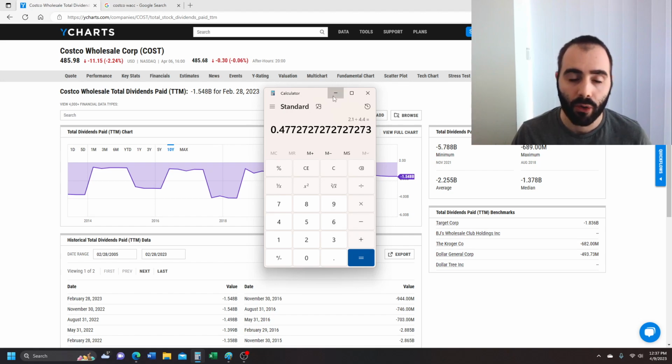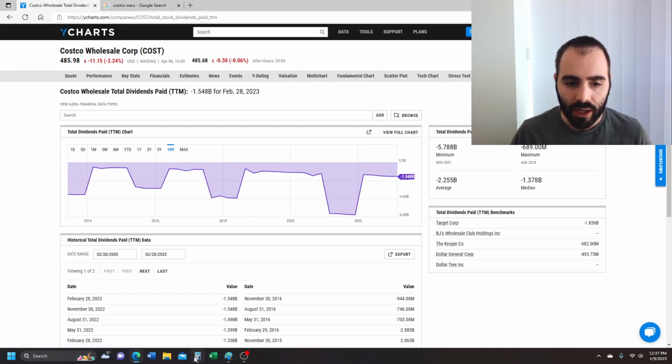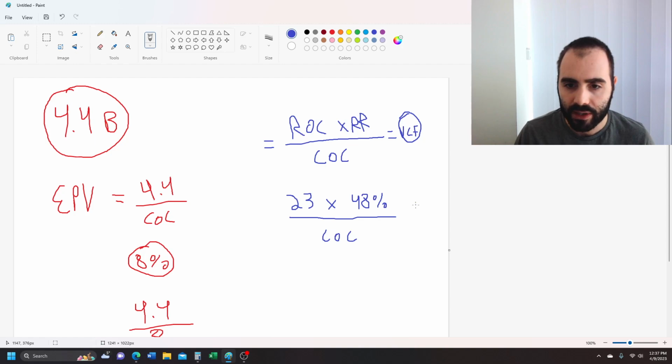Okay. And going back to the cost of capital, if you search, for example, Costco weighted average cost of capital, it will show you what the academic way of calculating it is. You know, people will say, as you can see here, 7.7, 8.5, whatever, 9.3. It's all going to depend on what numbers you're comfortable with at the end of the day. So anyways, we say here that Costco reinvests 48% out of the 23, and we're dividing all this by our cost of capital. And remember, this is going to then equal our value creation factor.